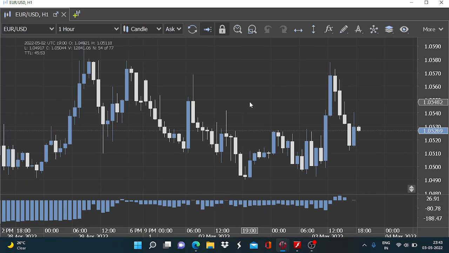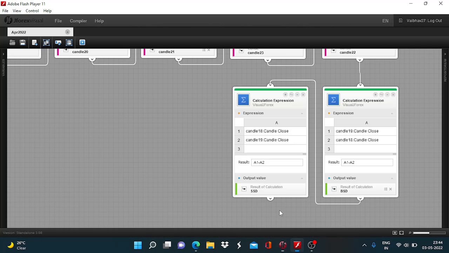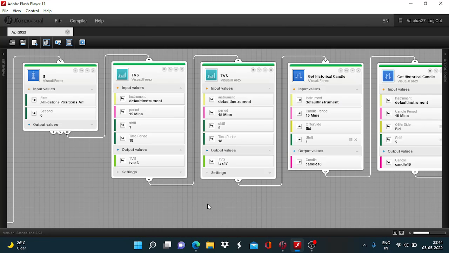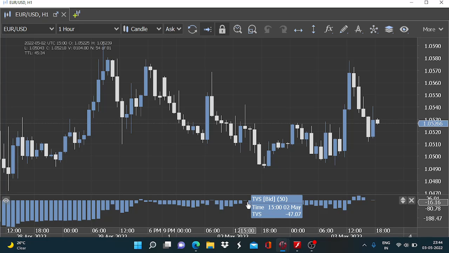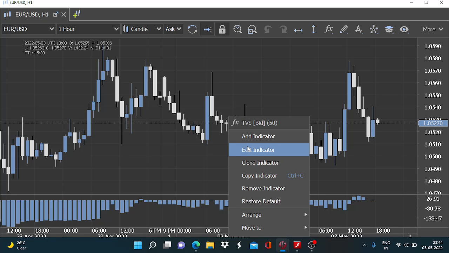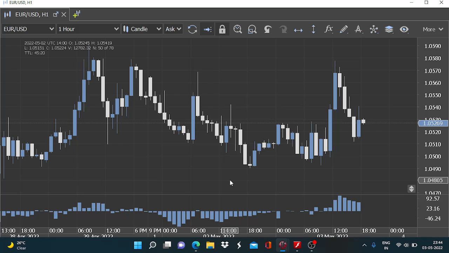The Euro USD chart on the hourly time frame where I have plotted the TVS on the lower side, and we are going with the default values of the TVS. No changes being done. And let me check what is the default setup value here. The time period is 18 here, so I will change the value to the 18 on the plotted data as well. All right, so here we have it.